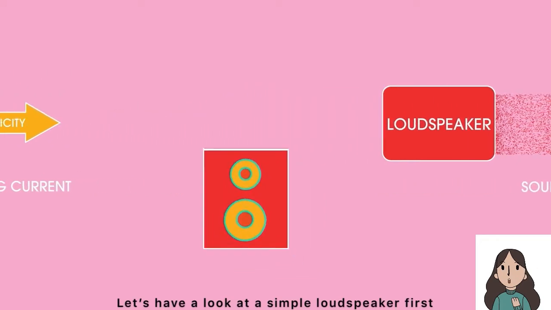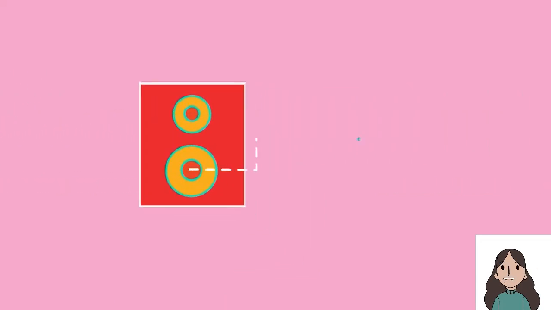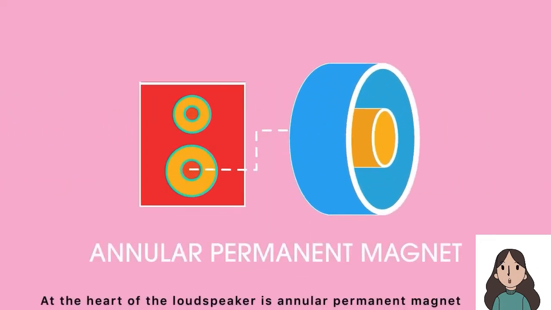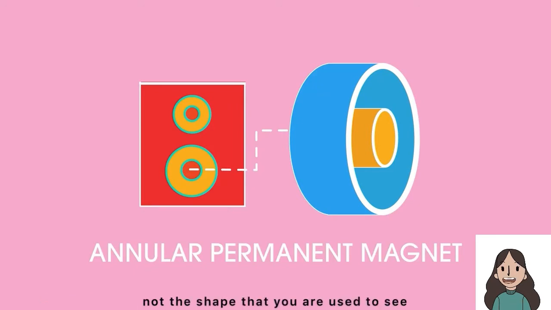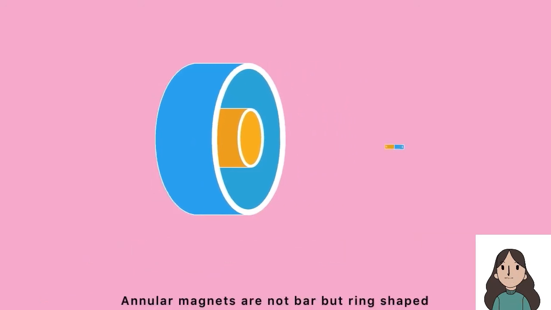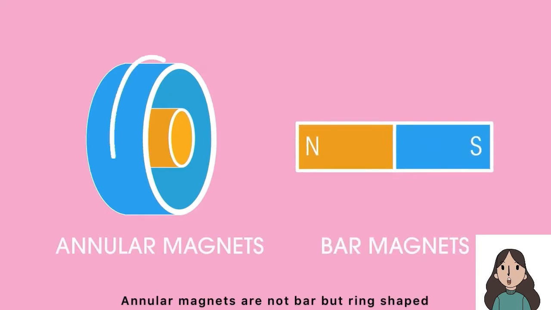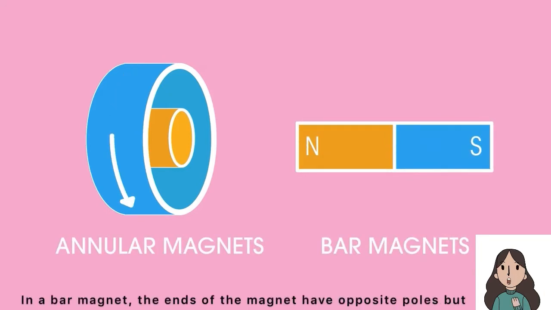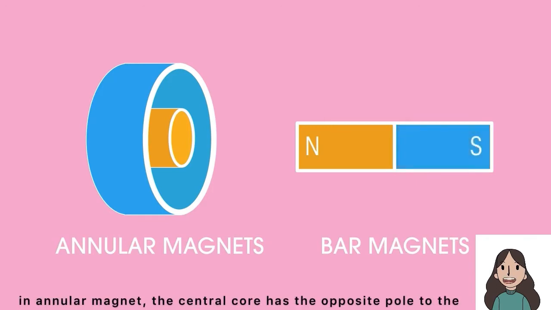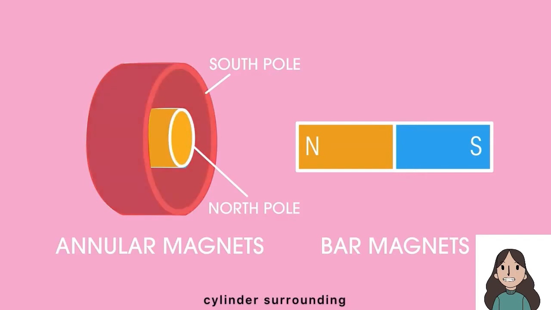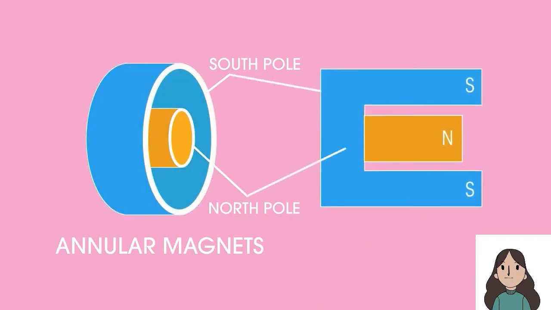Let's have a look at the simple loudspeaker first. At the heart of the loudspeaker is an annular permanent magnet, not the shape that you are used to seeing. Annular magnets are not bar but ring-shaped. In a bar magnet, the ends of the magnet have opposite poles, but in the annular magnet, the central core has the opposite pole to the cylinder surrounding it.